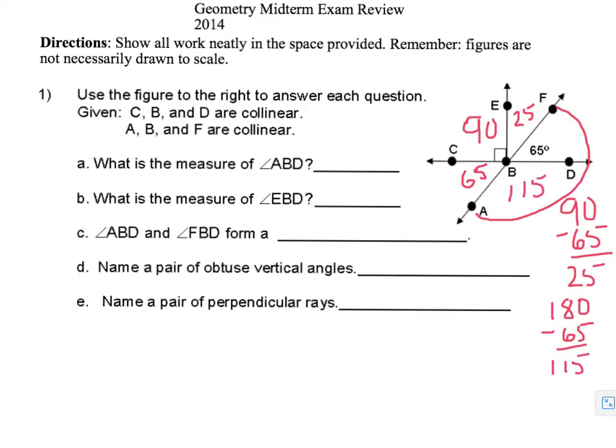Now let's go answer the questions. What is the measure of angle ABD? ABD, I just found that one. ABD, right there, 115 degrees. What is the measure of angle EBD? So EBD is the right angle right there, so that's 90.